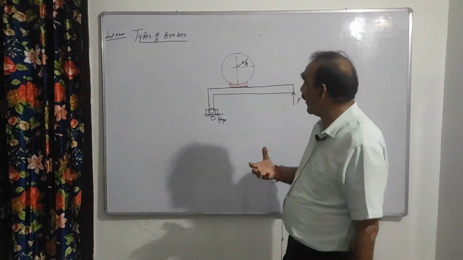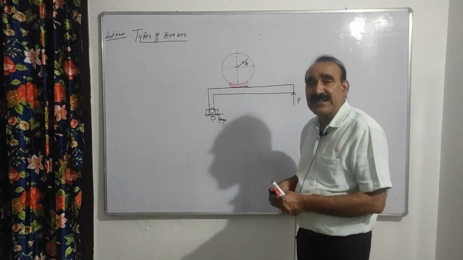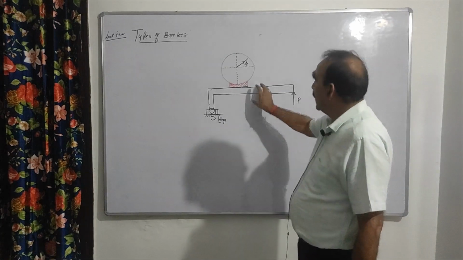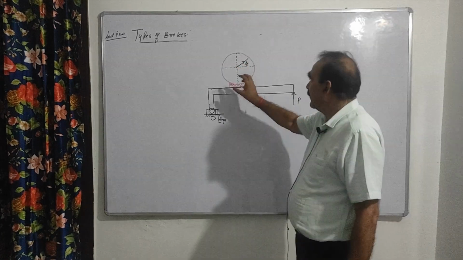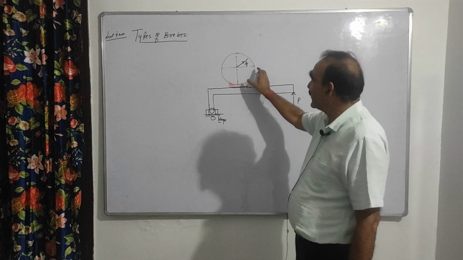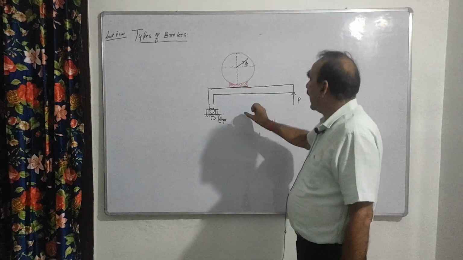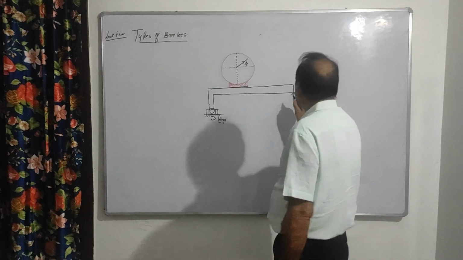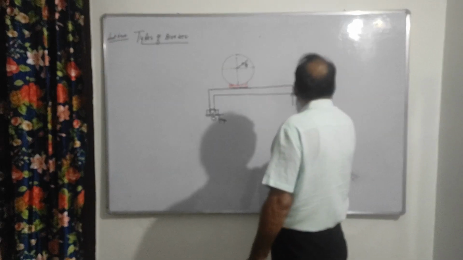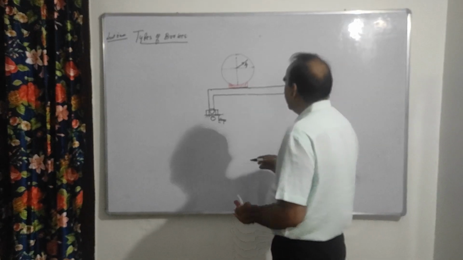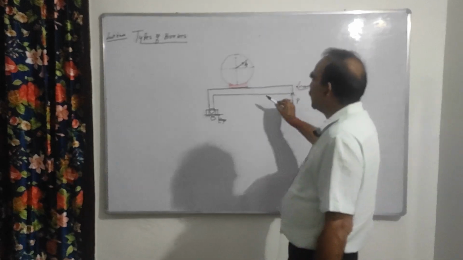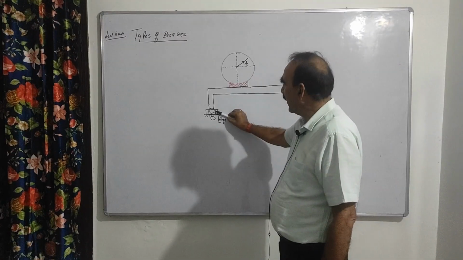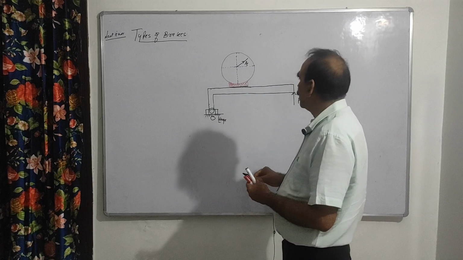I will explain the working principle of this in detail, but simply, here is a rotating drum. Its construction is like this. This is a rotating drum, and we want to stop it, and this is your lever. The lever is attached to this hinge.